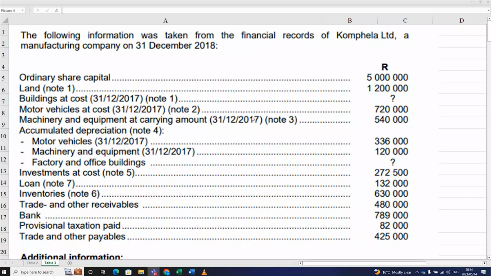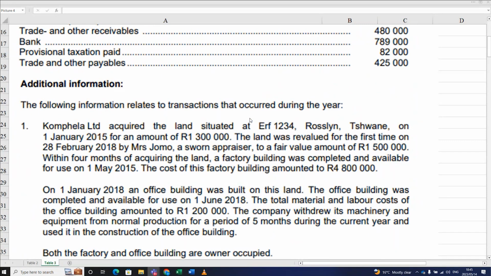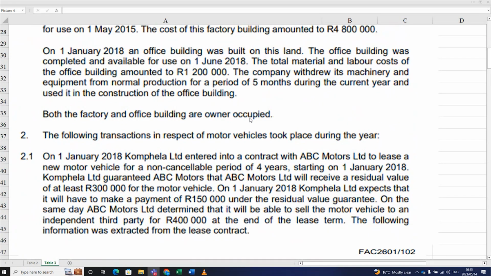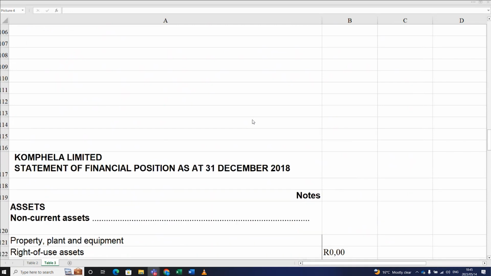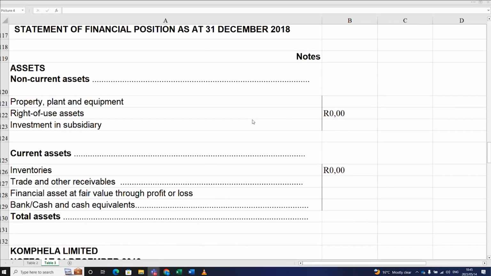So we'll be doing Compiler Limited, all right? As good exam technique, we know to always start with the required. It's asking us to prepare the asset section of the statement of financial position, as well as the relevant notes thereto of Compiler Limited at 31 December 2018 to comply with the requirements of IFRS, International Financial Reporting Standards.